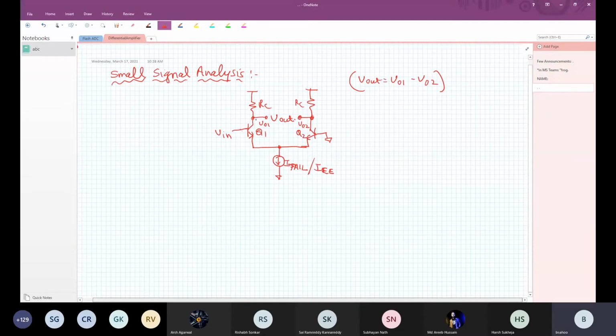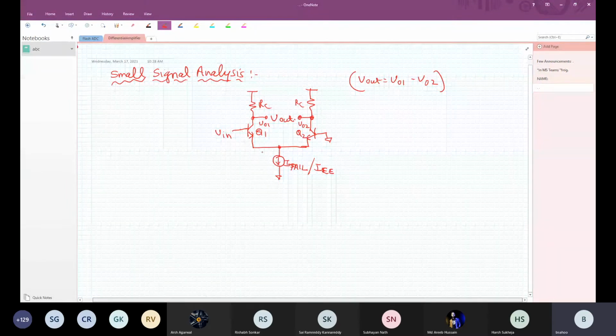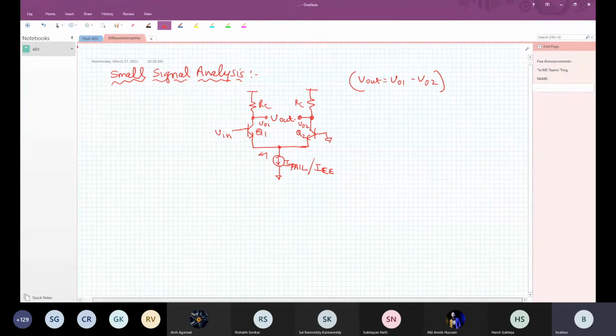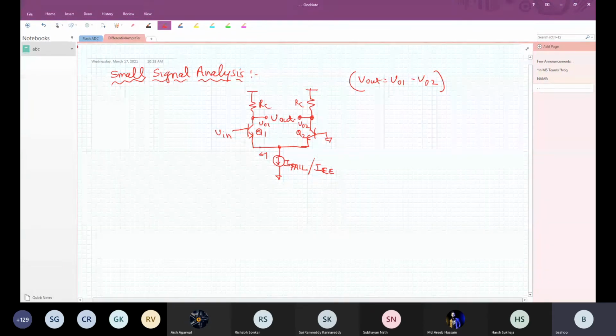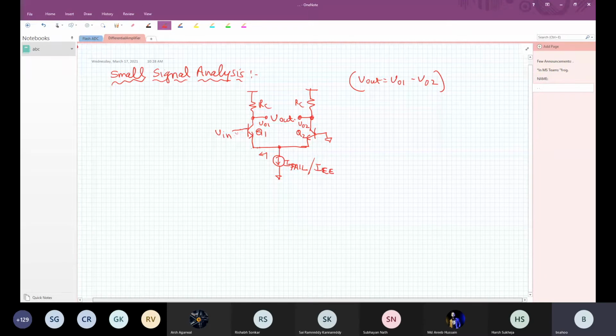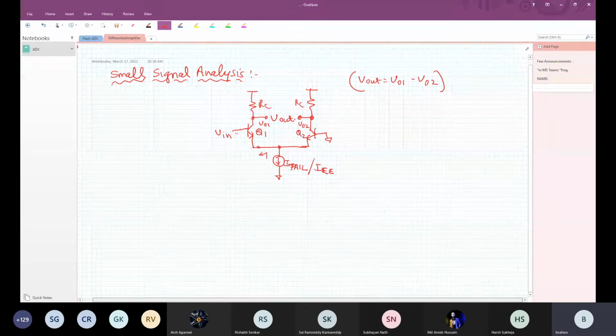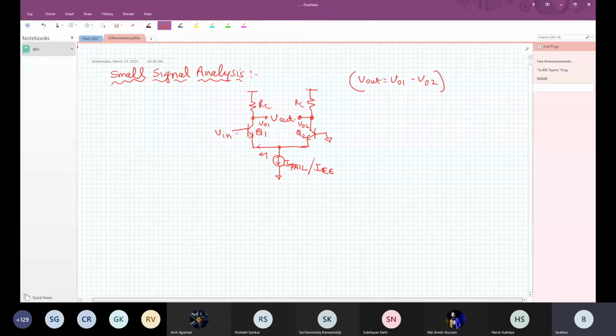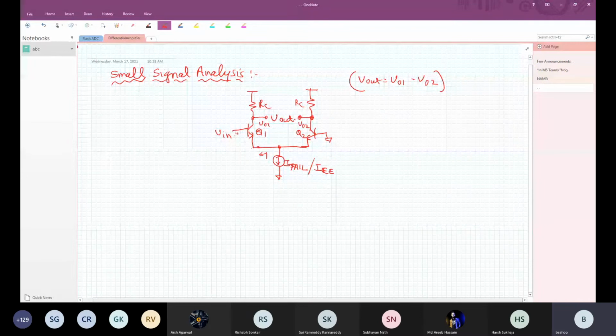Then we found the gain from the input to this node. How did we find it? This becomes a common base topology. To do that, we found the Thevenin voltage and Thevenin resistance looking into this node. To find the Thevenin voltage, we said this acts like an emitter follower, so V Thevenin equals V in. The resistance looking into this is 1 over Gm1, and that became the R Thevenin. Thereby we found the gain from the input to this output, then took the difference and divided by the input to obtain the overall gain of the circuit.